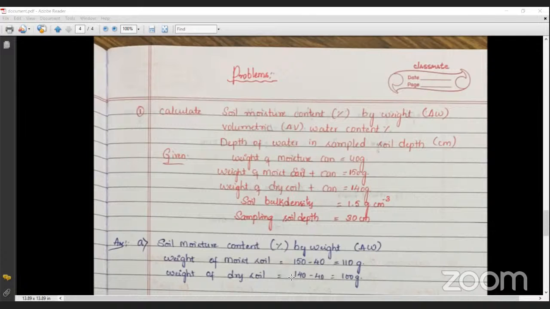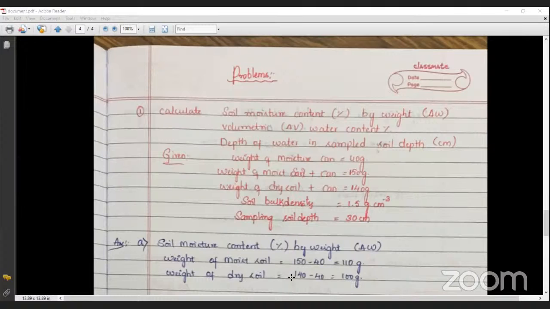Then the sampling soil depth varies. For example, 30 centimeter or 60 centimeter or 90 centimeter or 1 meter. When they have given 1 meter, you have to convert it to centimeter. Here you have to understand that every unit must be consistent. For example, if the moisture can is in grams, then everything should be in centimeter and gram. It should not be in kg. If they have given in kg, then every parameter you have to convert into kg, and centimeter to meter. So okay, now let me start.